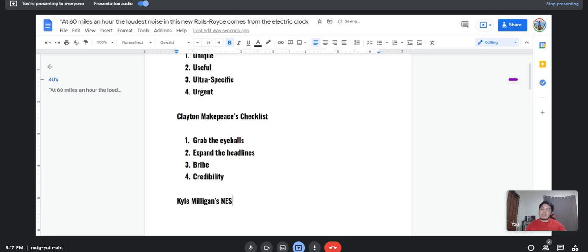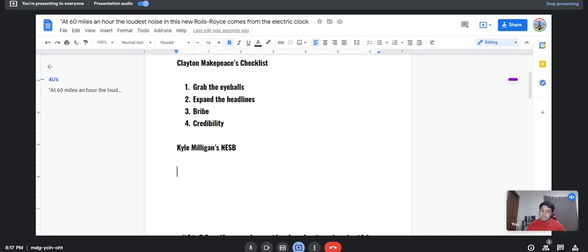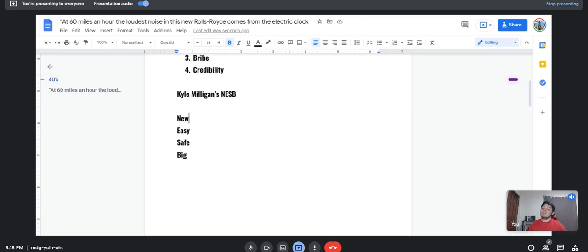Kyle Milligan's NESB. So why NESB? So that's his terminology for looking into the whole copy itself. NESB just means the copy should be new, it should be easy, it should be safe, and it should be big. So it's new, easy, safe, and big. Yeah, so whenever you're looking into copy, these are the four key things na tinitingnan niya every single time. And it also works. You'll notice on the copy itself na may mga words that talks about that. And we'll get to dive on more about that as well.